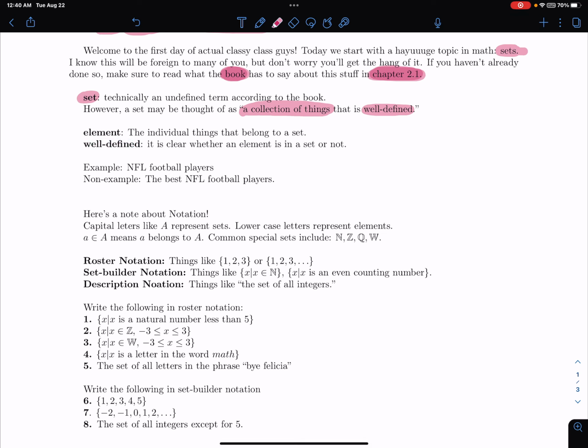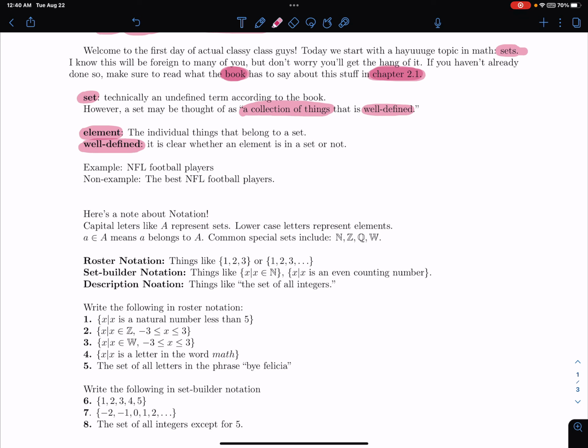One second from now. Okay, first, let's talk about what an element is, though. An element is the individual things that belong to a set. So those are the components that make up a set. And it's well-defined if it's clear whether an element is in a set or not. When I say clear, it means you can say if it's in there or if it's not in there.